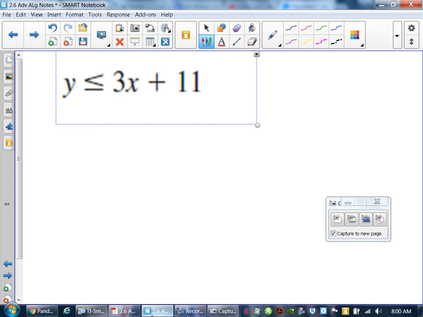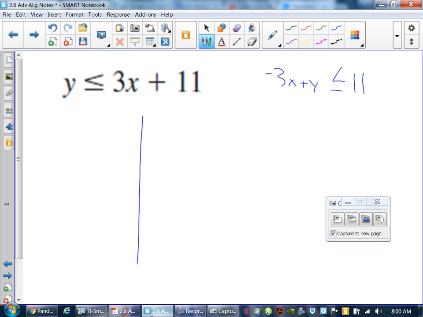I mean, seriously, if you get into something that's in slope-intercept form, couldn't you? You can move stuff around and say it's negative 3x plus y less than or equal to 11. That gets you to standard form. You can do that if you want, cover and solve. Or just throw the graph in. Here's 11. How many do I have to go up and over? 3. I go up 3, over 1. Up 3, over 1. Or down 3, over 1.